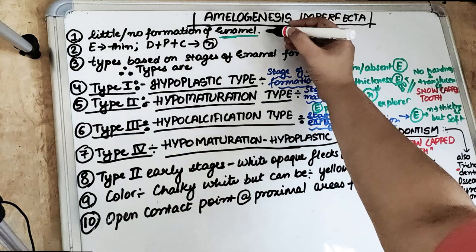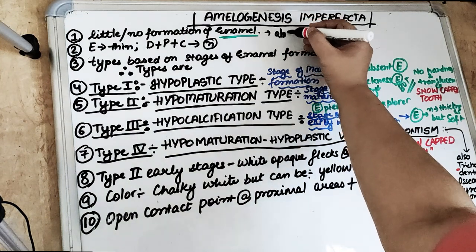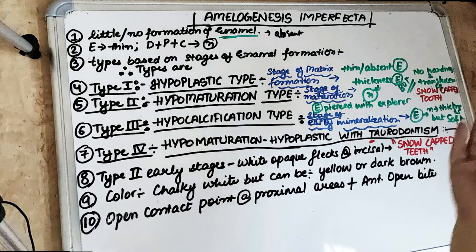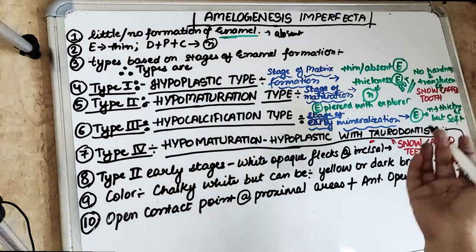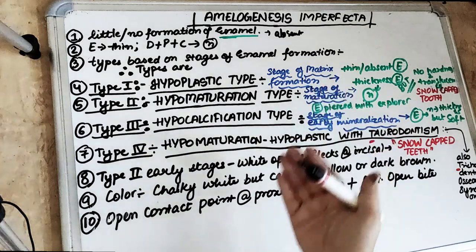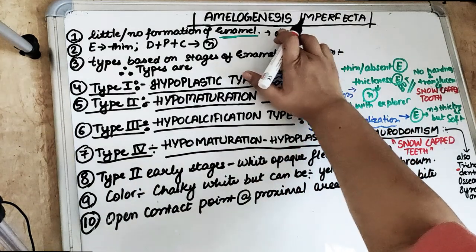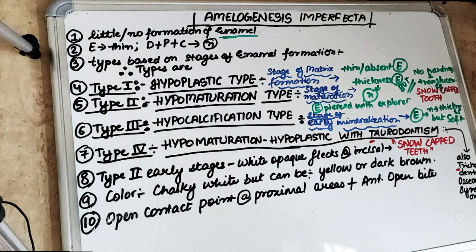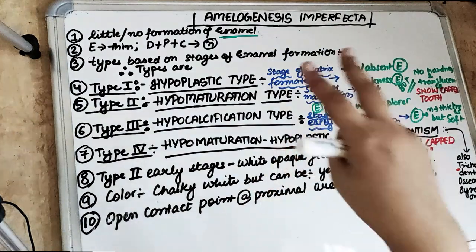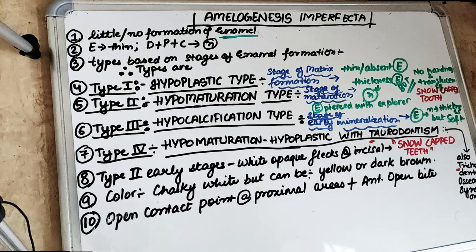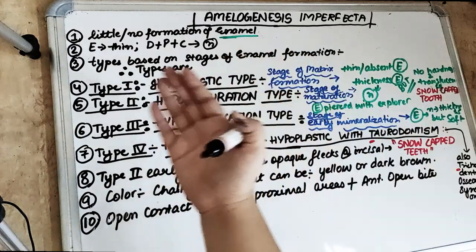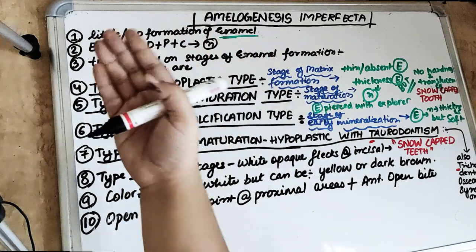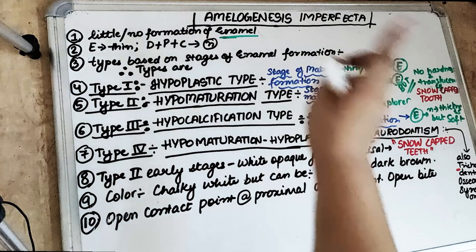So enamel will be almost absent in amelogenesis imperfecta, but in dentinogenesis imperfecta, which we will talk about in the next video, there will be irregular formation of the dentine. There may be more formation compared to normal in dentinogenesis, but in amelogenesis imperfecta the formation of enamel is little or none. This is basically a hereditary disturbance. It has a genetic predilection, so it passes from one generation to another. It is a disorder of enamel in which there is little or no formation of the enamel.